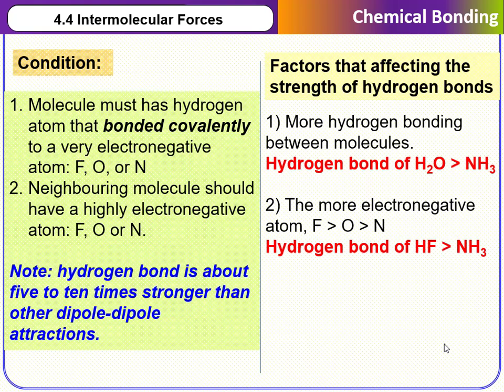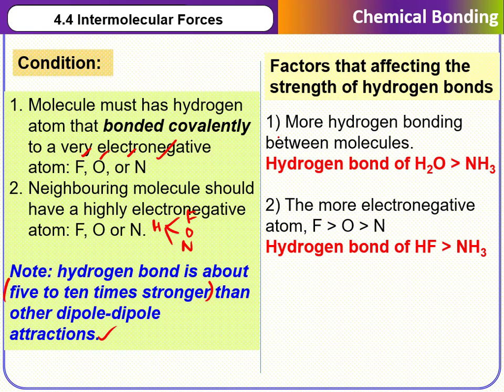Again, what are the conditions to have hydrogen bond? One molecule must have a hydrogen atom that is bonded covalently to a very electronegative atom such as fluorine, oxygen, or nitrogen. And its neighbor molecule also must have H bonded to the same kind of atom. Note here, hydrogen bond is about 5 to 10 times stronger than dipole-dipole attractions. So hydrogen bond is stronger than other dipole-dipole attractions.